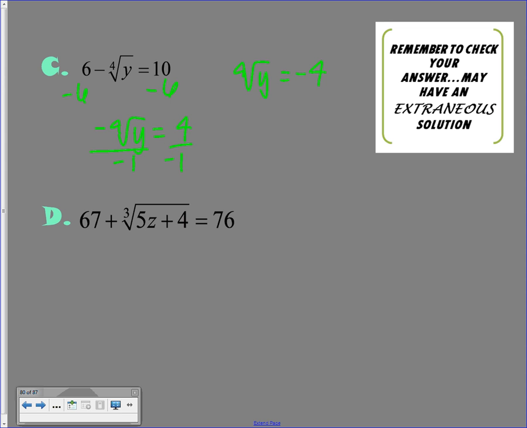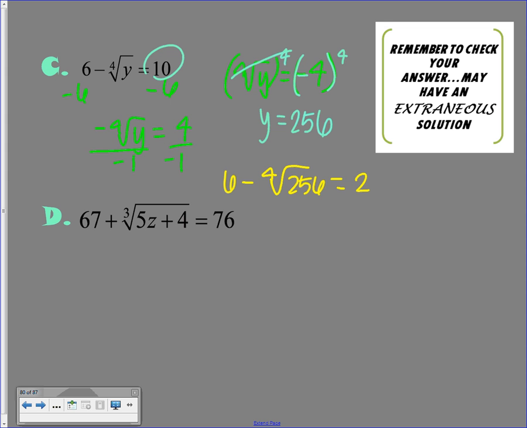To get rid of that 4th root, I need to raise each side to the 4th. Again, it is a power, an exponent. So negative 4 in parentheses to the 4th is going to give me a positive 256. If I plug that back in, I'll do that in a different color. So I'm plugging this in: 6 minus the 4th root of 256. That is going to give me a 2. The original one wanted to give me a 10.